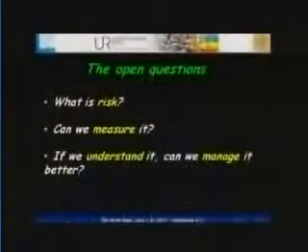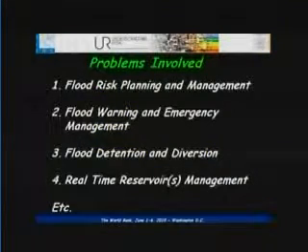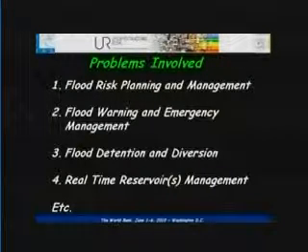Coming here to this conference, I thought that we had to give a contribution to these open questions. What is risk? Can we measure it? And if we understand it, can we manage it better? But where is risk? I'm talking about flood risk planning and management. I'm talking about flood warning and emergency management, flood detention and diversion, real-time reservoirs management, and related issues.